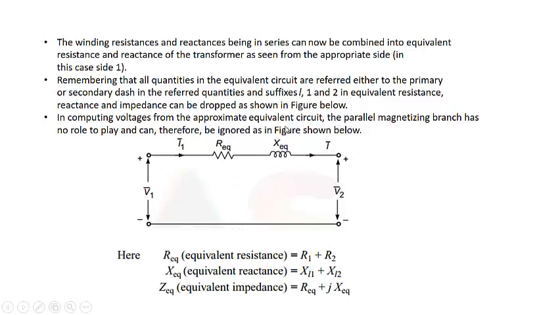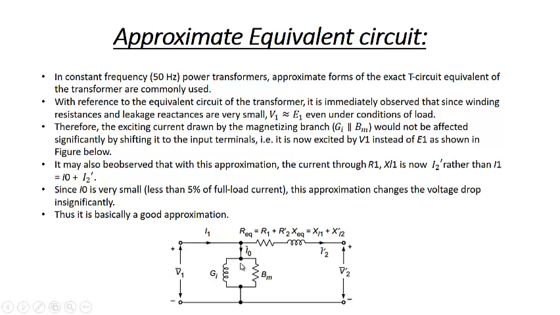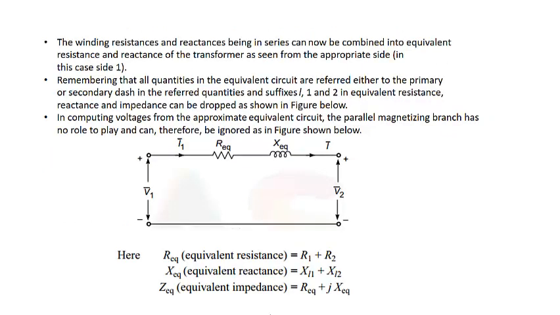In computing voltage from the appropriate equivalent circuit, the parallel magnetizing branch has no role to play and can therefore be ignored altogether. You can see there is nothing for it to do in calculating the voltage drop at this point or this point. When we have shifted to this point, V1 is applied to that point also. Whether it is there or not, the performance of the transformer will always be the same because we have the voltage V1 at this point. So after referring this to the primary side, we can neglect the parallel branch altogether, and the transformer equivalent circuit will be reduced to this one.